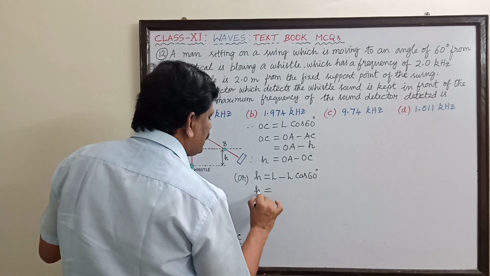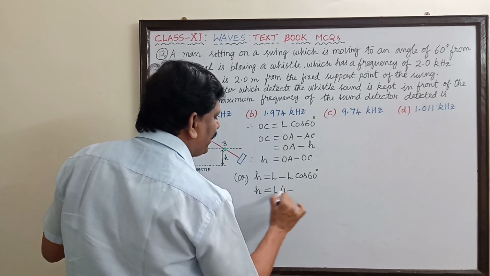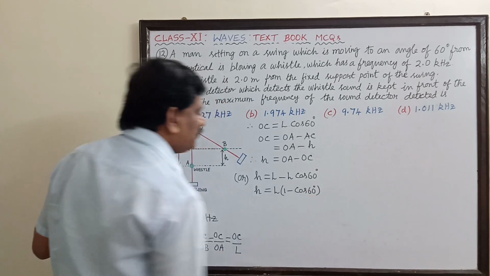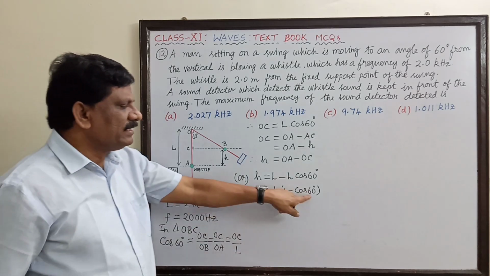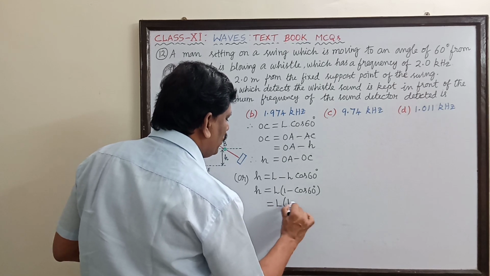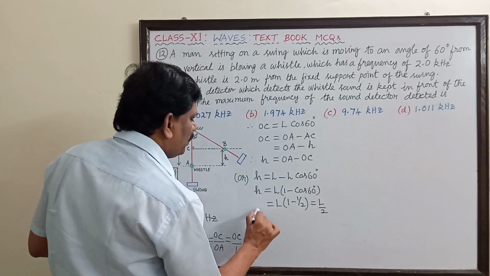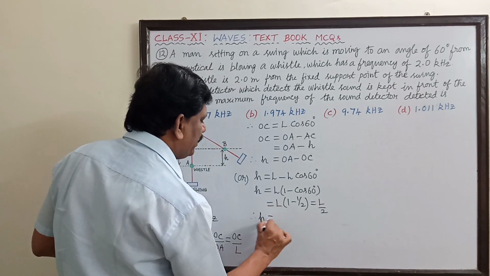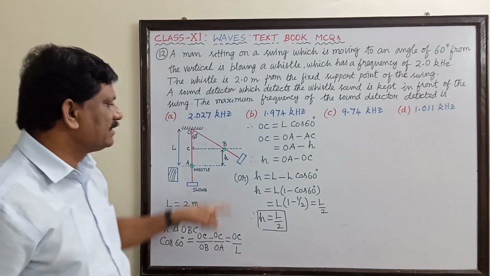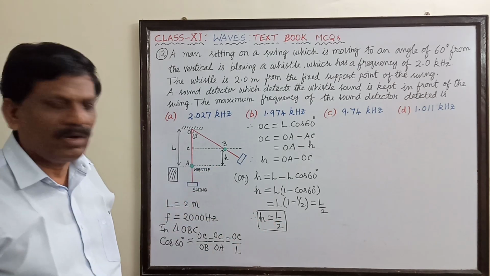So h is equal to L into the bracket, taking L as the common factor: 1 minus cos 60. Cos 60 is also equal to sin 30, that is 1 by 2. So h is equal to L into 1 minus 1 by 2, that is L by 2. So I am expressing this height h in terms of the length L. h is equal to L by 2.